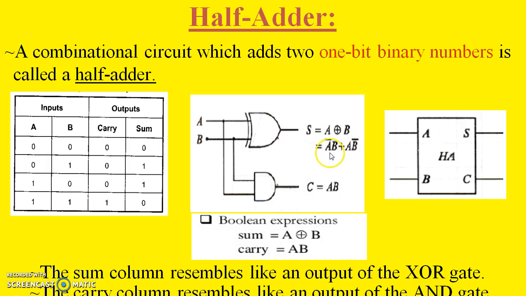XOR means, as we also know, A XOR B equals A bar B plus A B bar. This is the simplified expression of the XOR gate. So if we put these things in the Karnaugh map, we can also get these two equations.